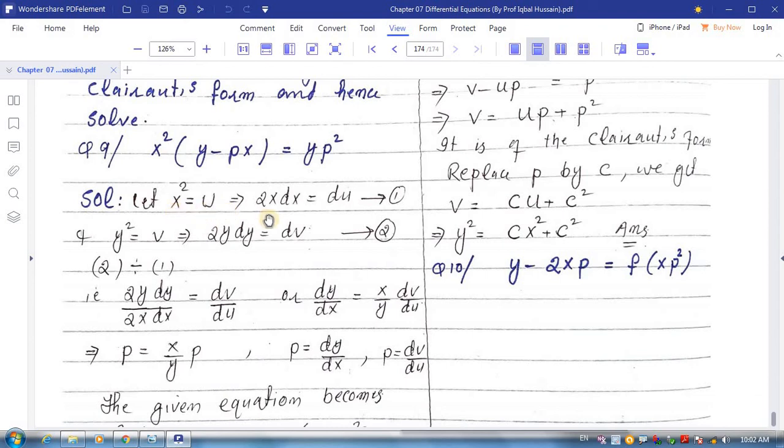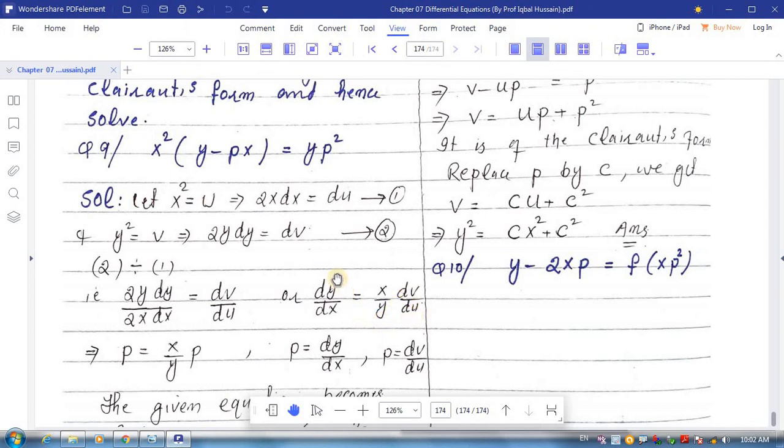Taking differential, we get 2x dx is equal to du. Similarly, let y square is equal to v. Taking differential, we get 2y dy is equal to dv. Now dividing by 2, this is equation 2, this is equation 1. 2 divided by 1 is equal to 2y dy divided by 2x dx is equal to dv divided by du. 2 will be cancelled. We get dy divided by dx is equal to x divided by y dv divided by du.